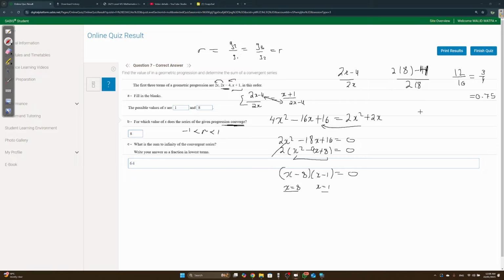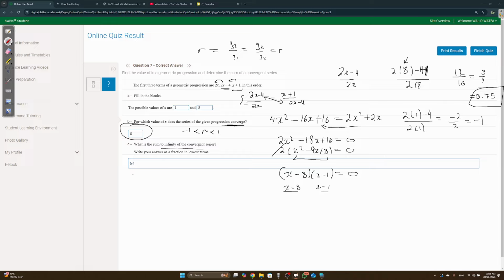So 8 is correct. Let's check 1, just in case. 2 times 1 minus 4 over 2 times 1. You're going to get 2 minus 4, negative 2 over 2, which is negative 1. Is it a decimal? No. Which one's a decimal? 0.75. For which value of x was it? 8. Easy.